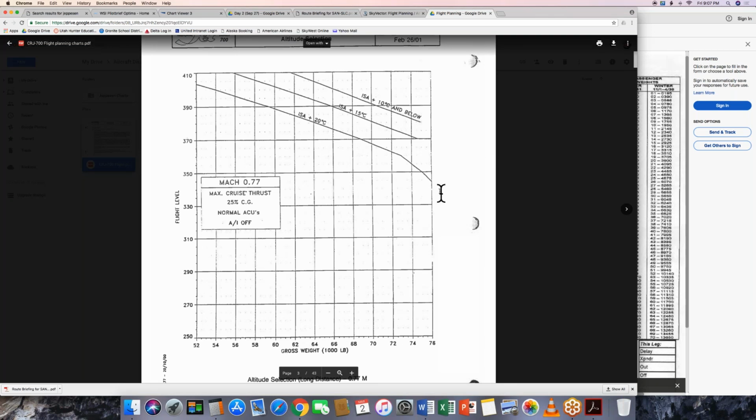Okay, so we're ISA plus 10. Our takeoff weight, do you guys remember our takeoff weight?